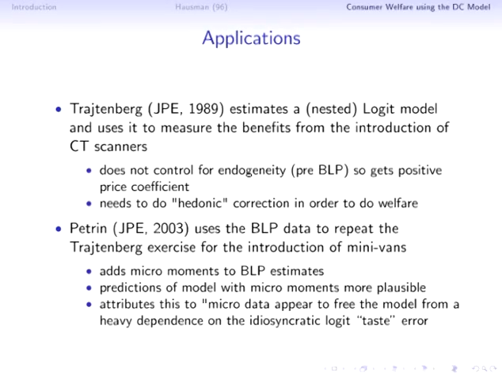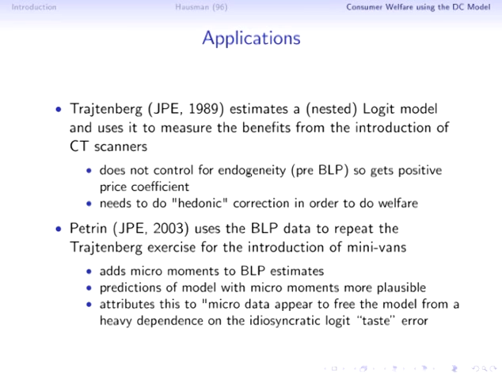Okay, so applications of this. One of the very first applications, at least that I'm aware of, in this I/O literature, is a paper by Manuel Trajtenberg that came out in JPE in '89, where he estimates a nested logit model and uses it to measure the benefits of the introduction of CT scanners. I'm not going to go through his numbers, in large part because it's quite hard to interpret them, because this is pre-BLP.